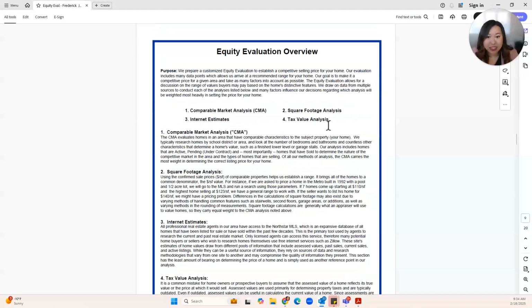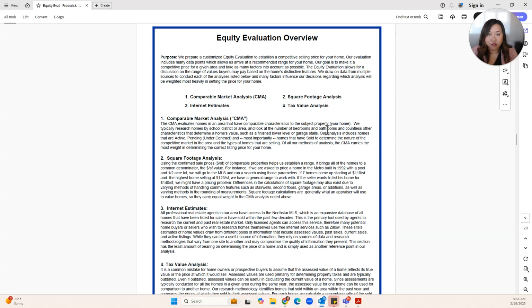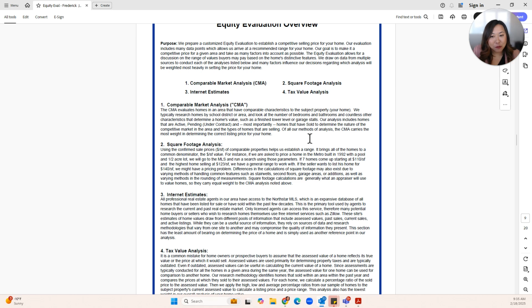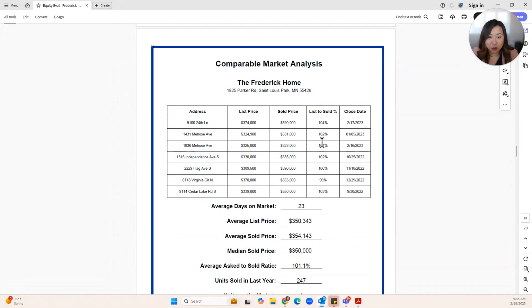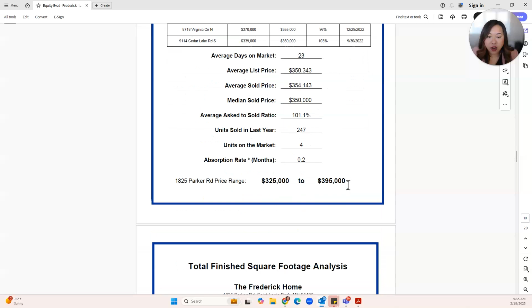What that does is allow us to jump into the equity evaluation, where we take down the numbers and make it all make sense. We'll do a deeper dive in part two, but just to give you an example, it pulls your comparable market analysis, where we're just looking at price for price: what have homes sold for, what was their list price, what did they sell for, and on average, how much do they sell for?